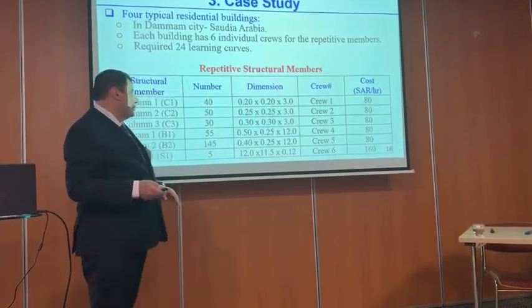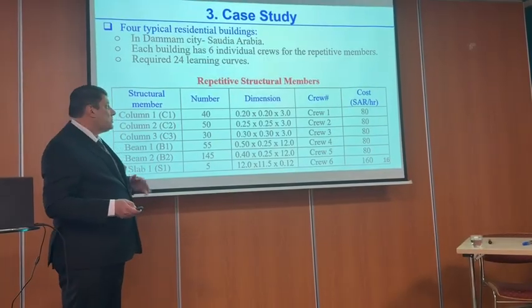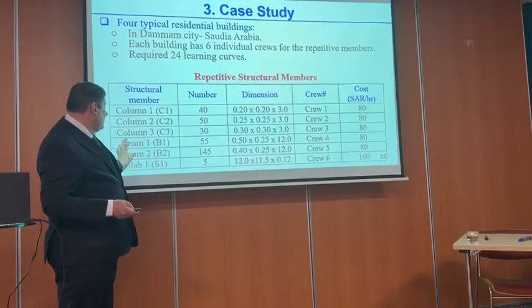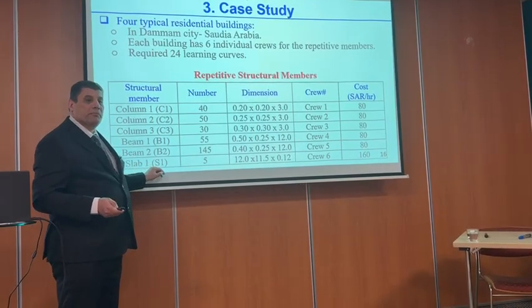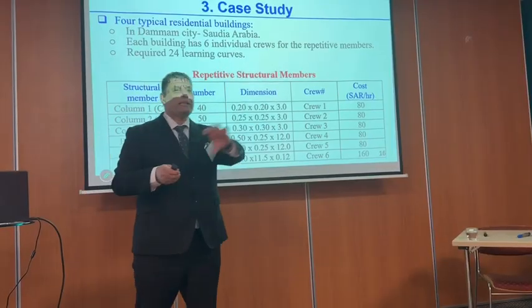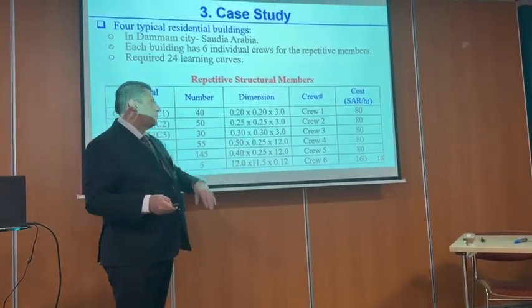So for the 4 buildings, we selected the rebars for columns. We have 3 types of columns, 2 types of beams, and 1 slab. They are typical. These are 4 buildings, but they are located in different locations in the same city. It's called Dammam city in Saudi Arabia.